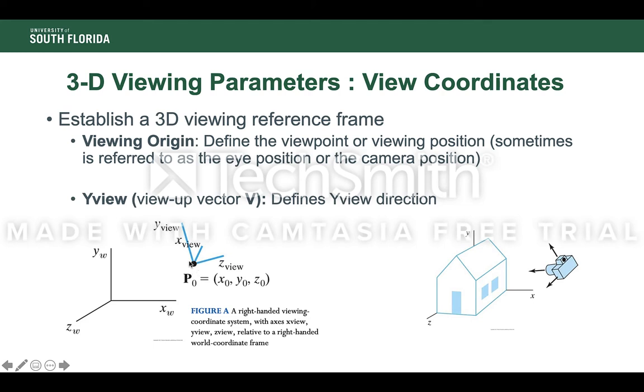Again, this is the particular viewing position where you're viewing from this point. The Y view is nothing but the view up vector which defines the Y view direction. This figure is generated using a right-handed viewing coordinate system where your axes are X view, Y view, Z view, and it is generally with a right-handed world coordinate frame. P0 is the point X0, Y0, Z0, which you can consider as the viewing origin. From here you have defined the particular view vectors, and this is your world coordinate system where you are trying to view the object.